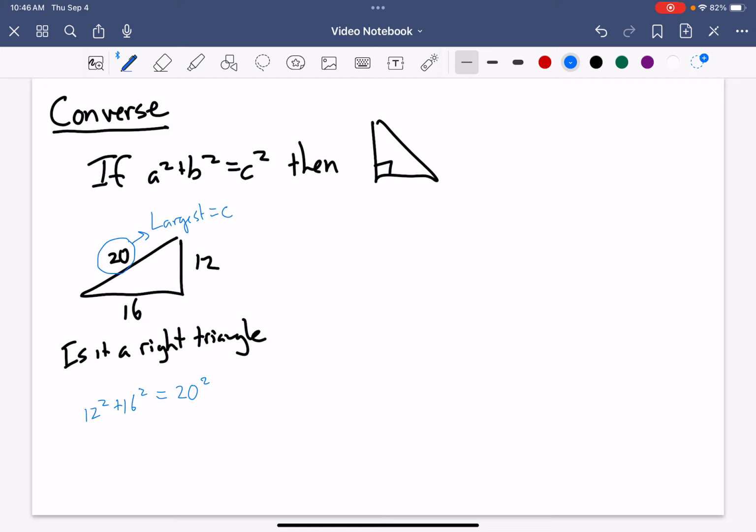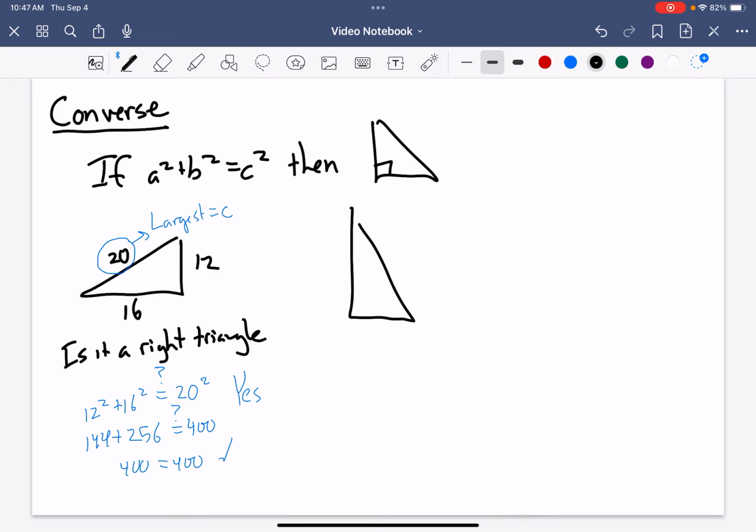Now the thing I've got to do here is put a question mark. I'm wondering if this is true. If it is, it's a right triangle. If it's not, it's not a right triangle. So I get 144 plus 256 is equal to 400, question mark. If I add it up, I actually do get 400 is equal to 400. So yes, this is a right triangle. Another example.